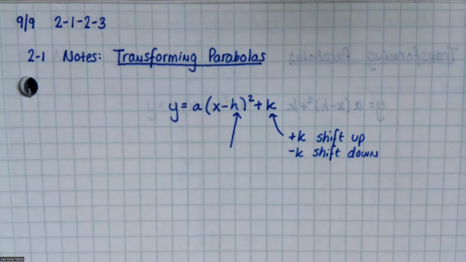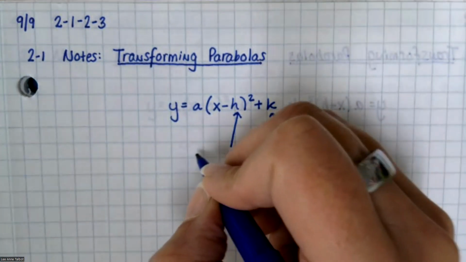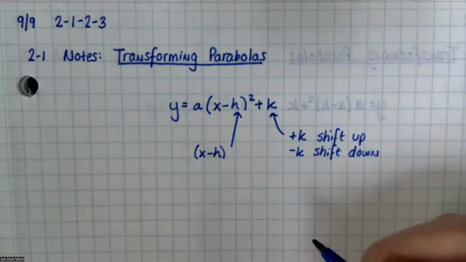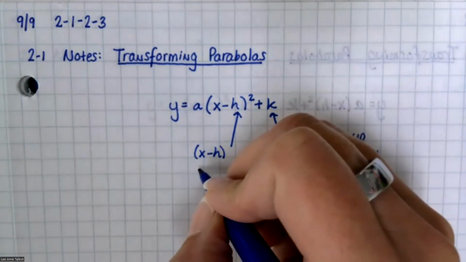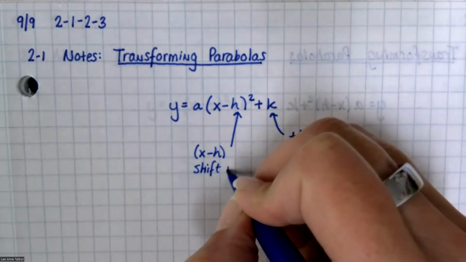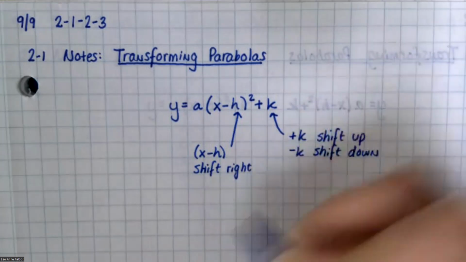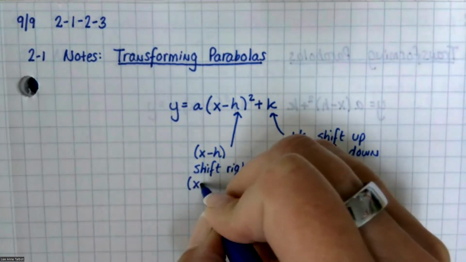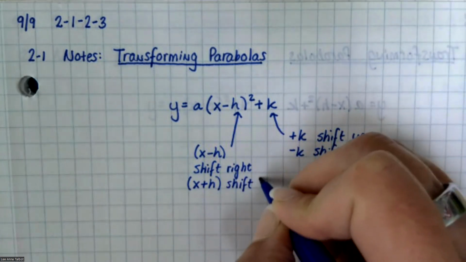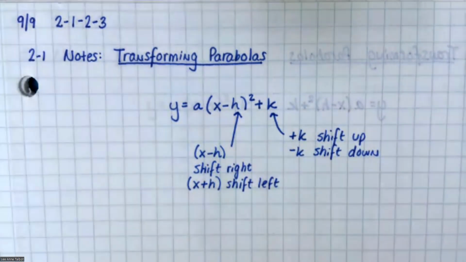Okay. H. If you have x minus h, that is a shift right. And if you have x plus h, that is a shift left.